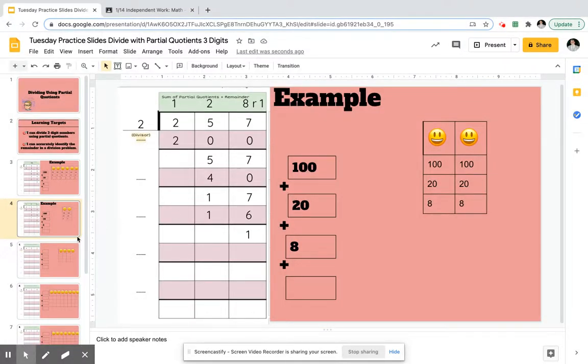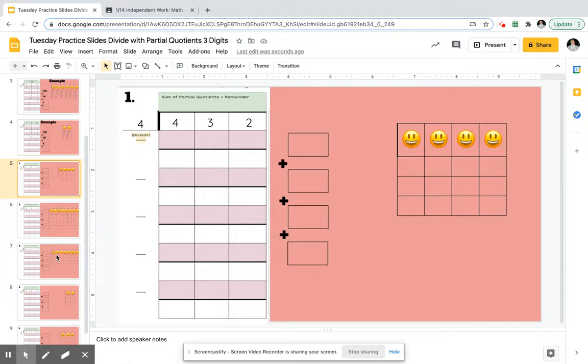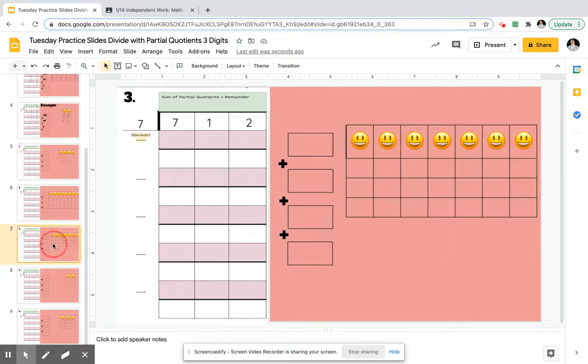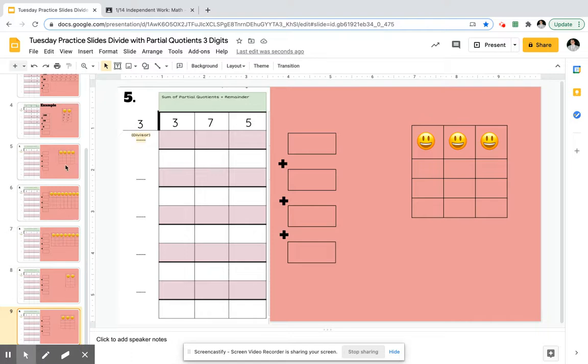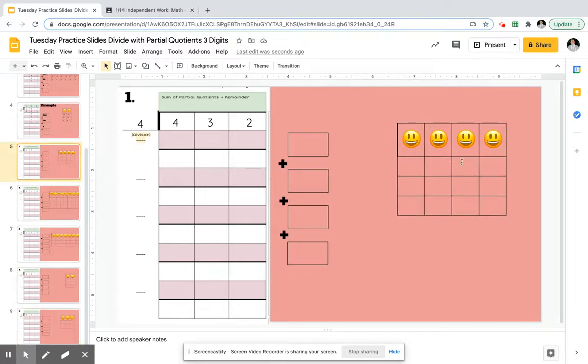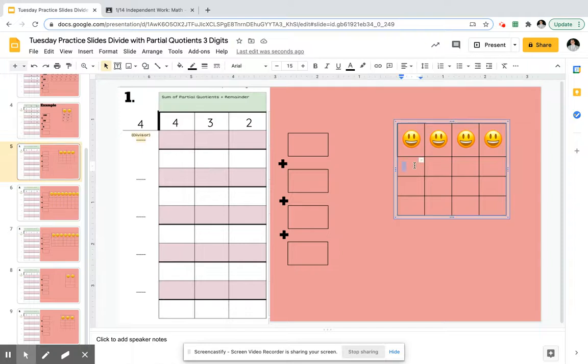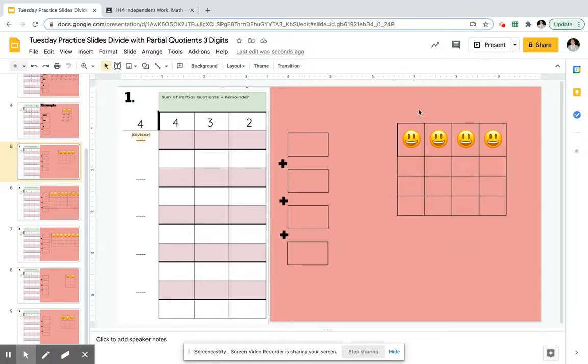All right, guys, you are now going to do 5 practice problems on your own. Each of these problems is a 3-digit number being divided by a 1-digit number. And on each of these problems, you have a little chart here with smiley faces. If it helps you to write down how many you're giving each friend, you can do that. If it's easier for you to not do that, you don't have to use this. This is just a resource for you to use if it's helpful for you.